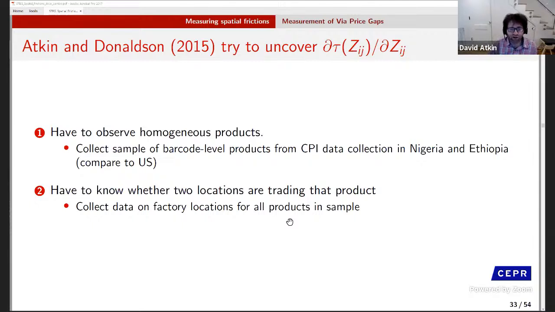The first is we have to observe homogeneous products. So we're going to collect a sample of barcode level products from CPI data in Nigeria and Ethiopia, and we'll have a benchmark of the US. This is going to give us price quotes for things like that 330 milliliter can of regular Coca-Cola in different locations. We also have to know whether locations are trading that product, and we're looking at trade costs within Nigeria and within Ethiopia. So we're going to have price quotes at various different cities or markets, and we're also going to know the factory location of those products. That's going to tell us whether or not there's actually trade occurring, where we know that trade is occurring almost exclusively on routes where the origin is the factory location.